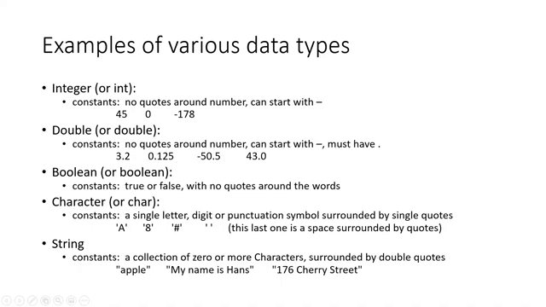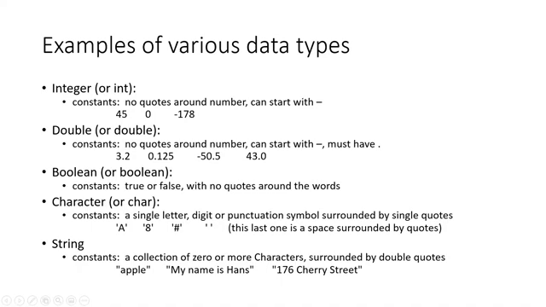Boolean, a Boolean piece of data is just the word true or false with no quotes around it. Okay. For characters, you have a single letter, digit, or punctuation symbol, something you could type on the keyboard, surrounded by apostrophes or single quotes. Okay, so each of these would be examples of characters. Even this with the apostrophe, space, apostrophe, that would be the way to get a single space.